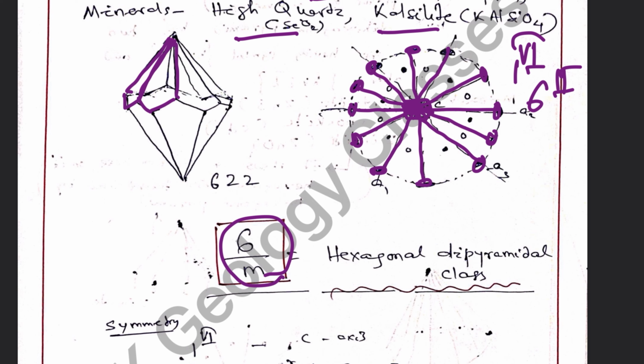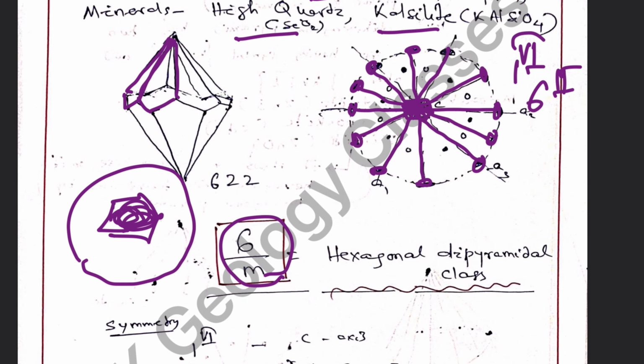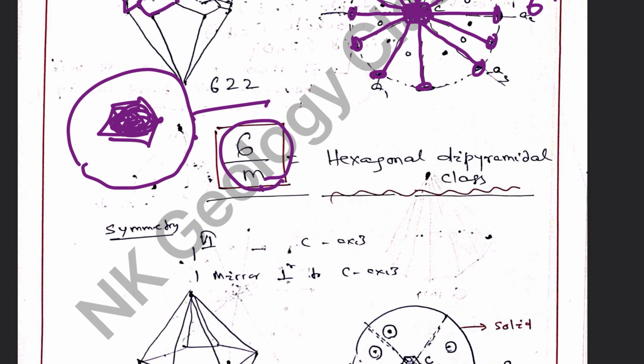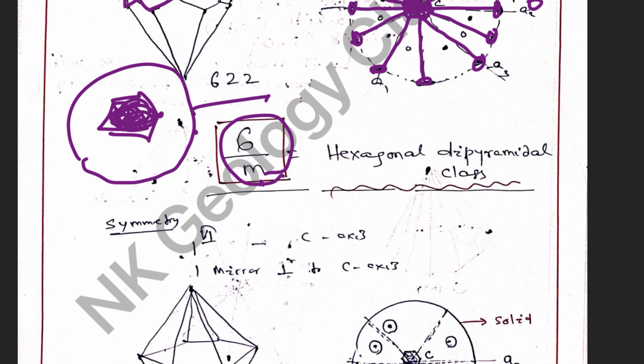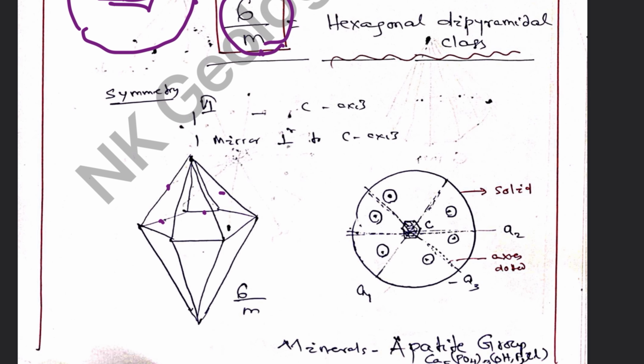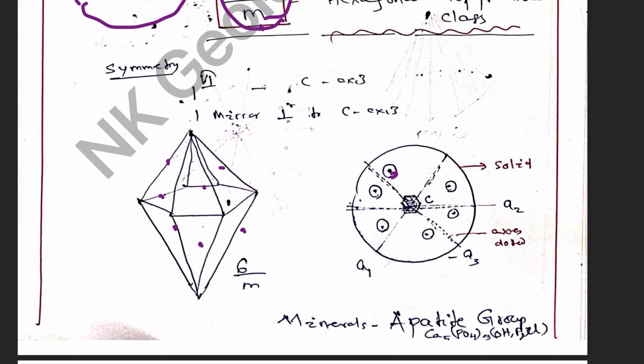In 6 by m, one axis of 6 fold, and perpendicular to it there is a plane of symmetry. So a horizontal plane of symmetry is there, and we have the one axis of 6 fold, and we have 6 upper faces and 6 down faces, they are mirror images of each other. So in this manner we have a horizontal plane of symmetry and an axis of 6 fold symmetry.